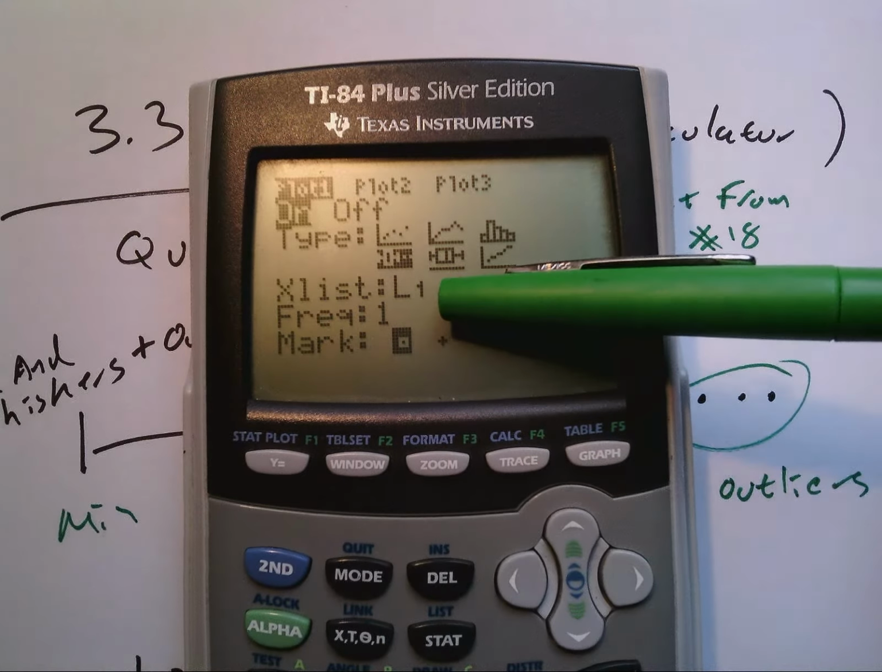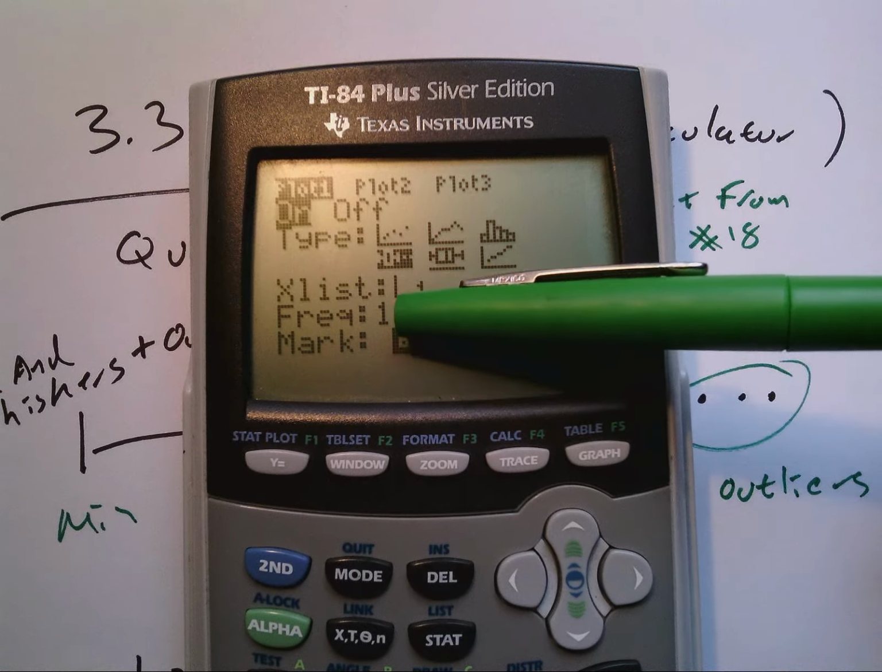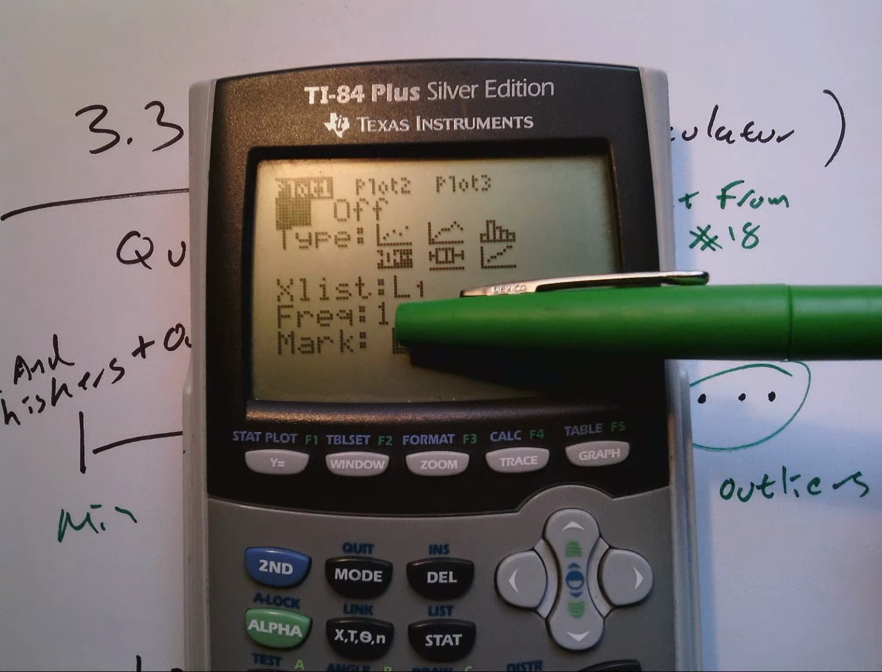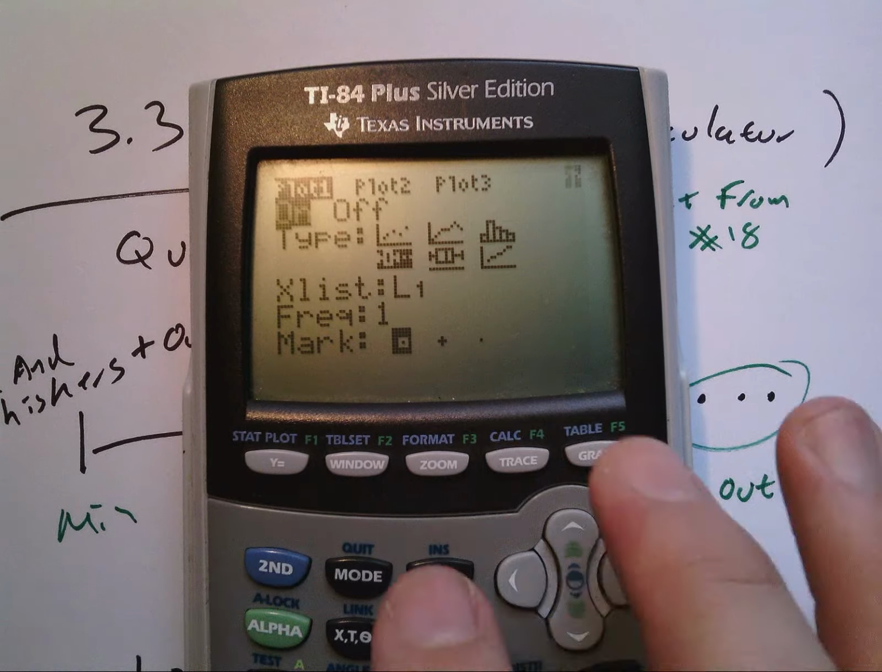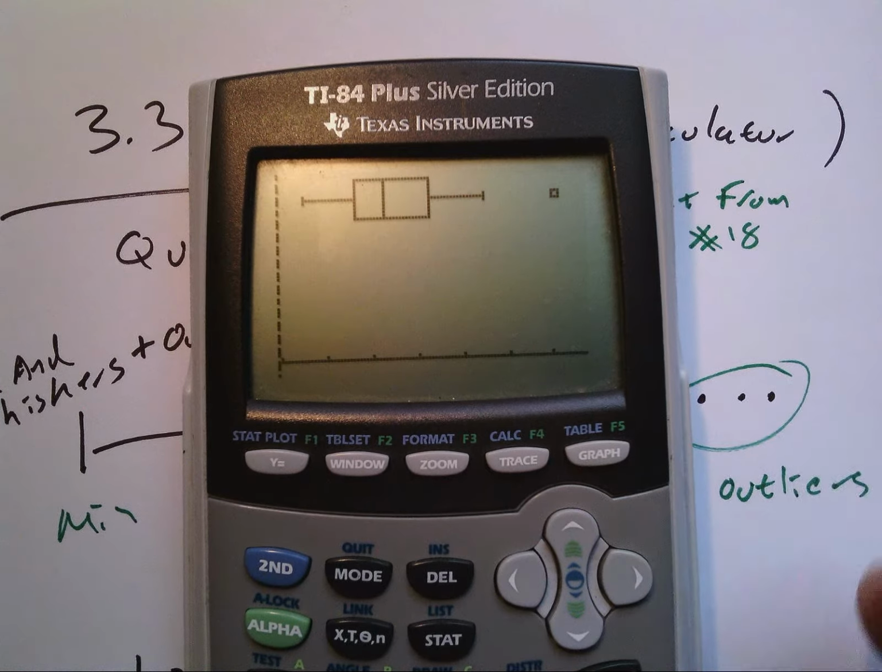My X list is L1. My frequency is 1 because it's raw data. If it was organized, I would use an X list and a class list, and I would get the same results. I'm going to hit graph, and it brings up this. Remember, if you don't get anything good, zoom 9 does zoom stat.